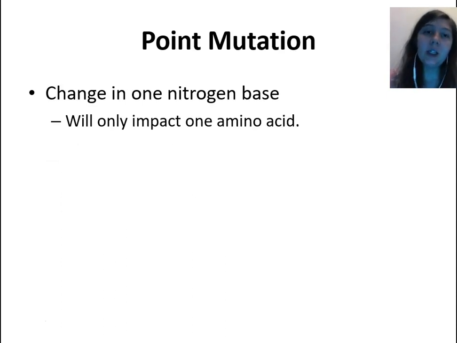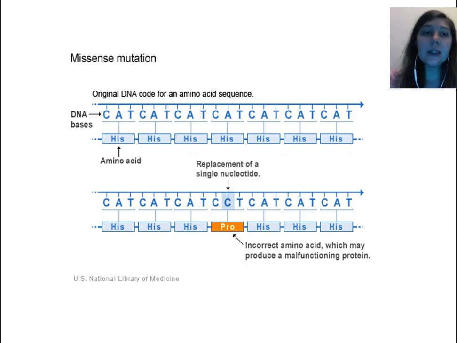So our first type of gene mutation is a point mutation, which means we have a change in one nitrogen base, so at one point in the gene. And this will only impact one amino acid. So you can see here, we have a single base change. A is being changed into C, so this would be like a mistake in transcription. And because of that, instead of histidine, we get proline, which will most likely give us a different shape in the amino acid, and that protein may not work at all.